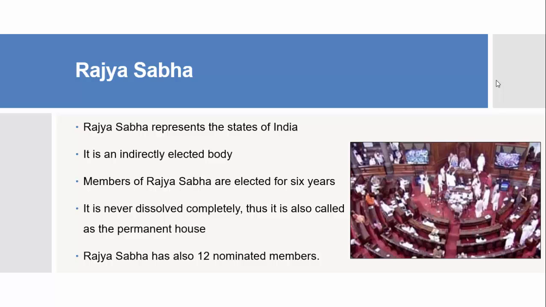Rajya Sabha also has 12 nominated members. The 12 nominated members are nominated by the President of India. He has to decide that they have excellence in the field of art, literature, science, and social service.